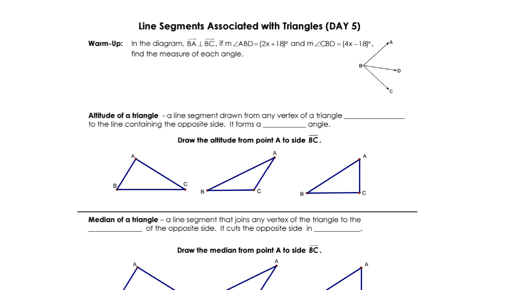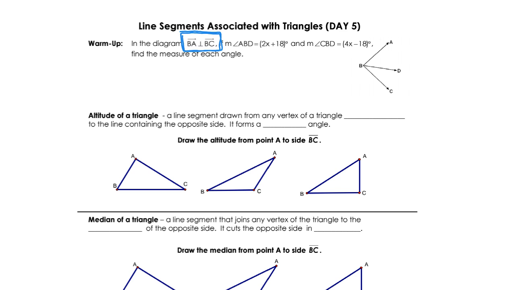Hi guys, we're on Unit 3, Day 5, and we're talking about line segments associated with triangles. One we've already heard about, which is called the angle bisector, but there's two more called an altitude and a median that we have to talk about. But first, in the warm-up, it says in the diagram, BA, and that is your perpendicular symbol, to BC.